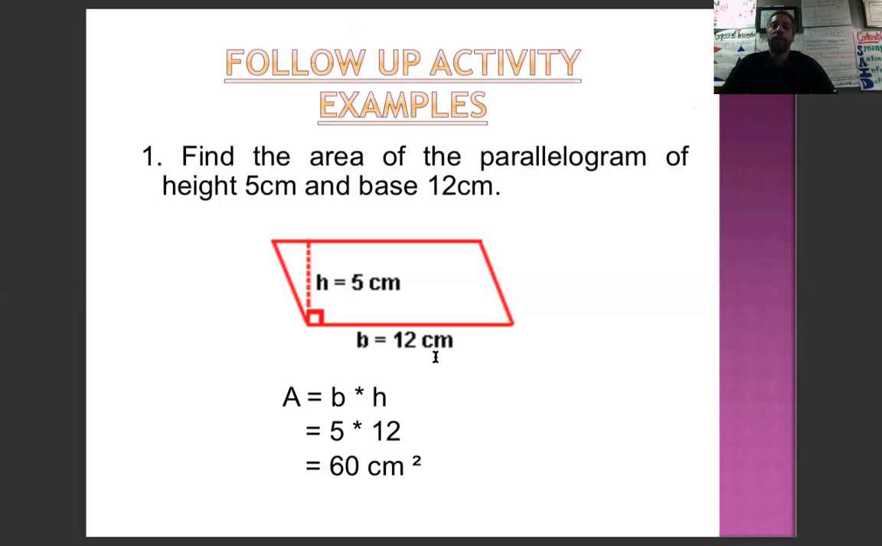Let's find the area of the parallelogram with a height of 5 centimeters and a base of 12 centimeters. We're going to use our formula, base times height, and plug in for those. 12 times 5, or 5 times 12, gives us 60 square centimeters because we multiply centimeters by centimeters to get square centimeters. Always remember our unit of measure.